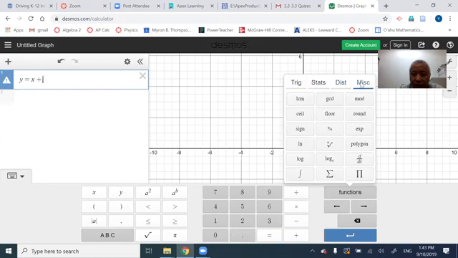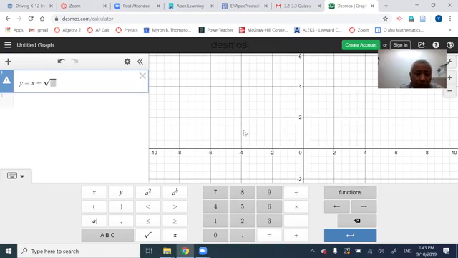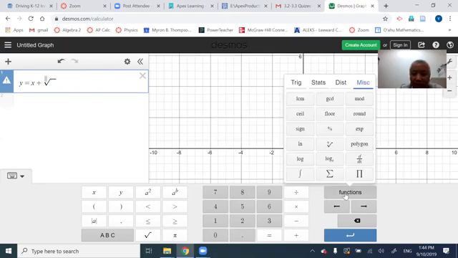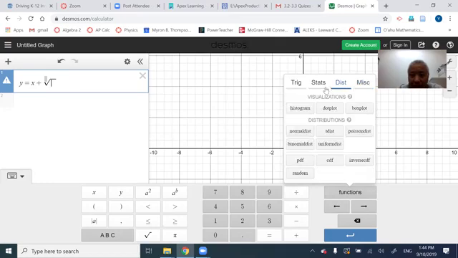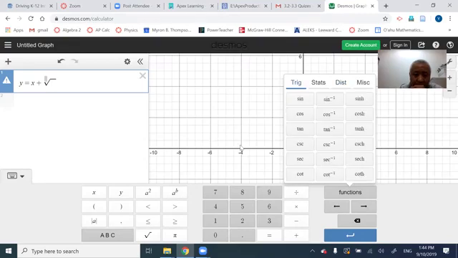Square root. Okay. So we have square root of what? Absolute value, right? We're going to find the function of the absolute value. Where's the absolute value? Oh, where's the absolute value here? Hold on. Let's find the function first.